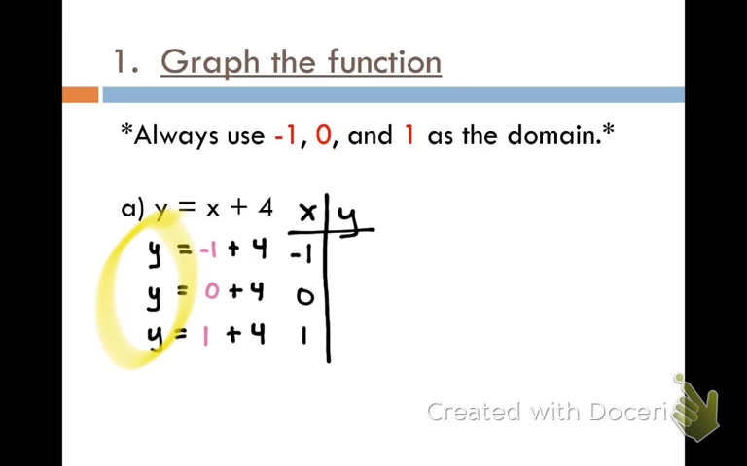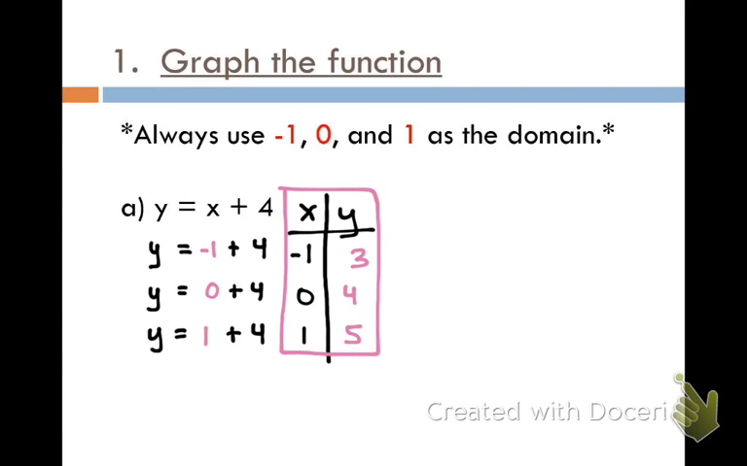Okay, so now, as you can see, we just input these, so we're going to be getting an output. Remember, our y is our output, or it's our range, either one. So let's do this first one first. What's -1 plus 4? 3. Next one, 0 plus 4? 4. And final one is 5. Okay, so this is your input and output.